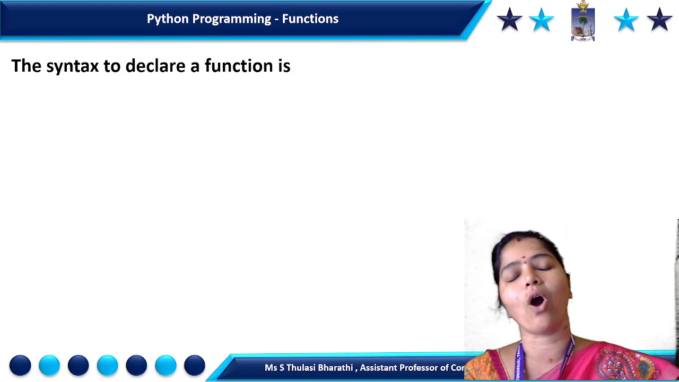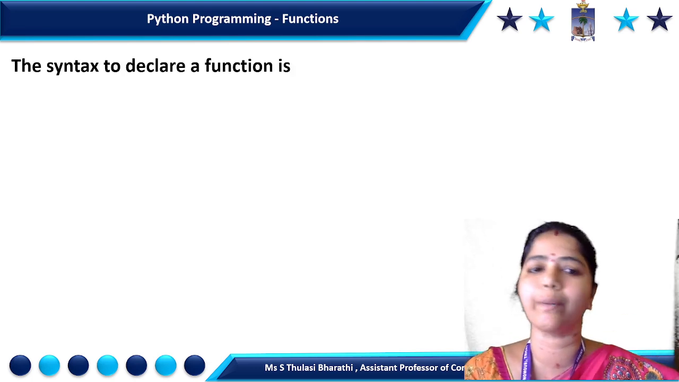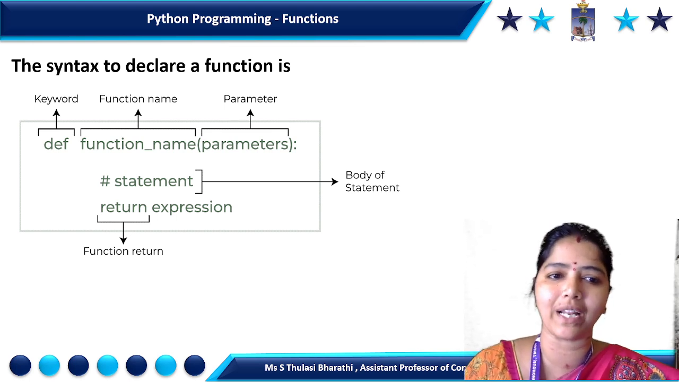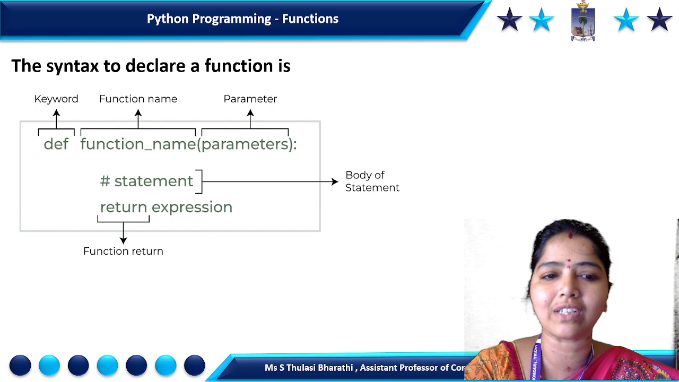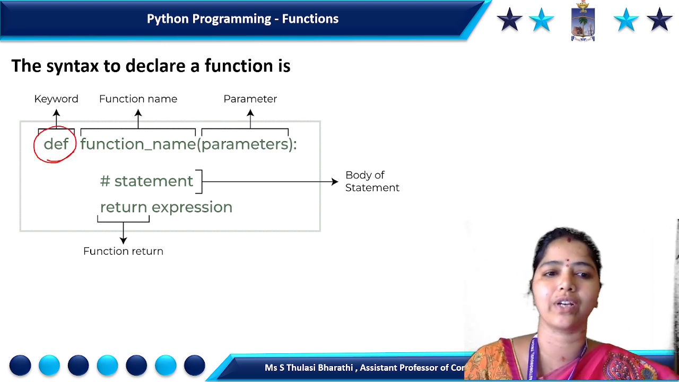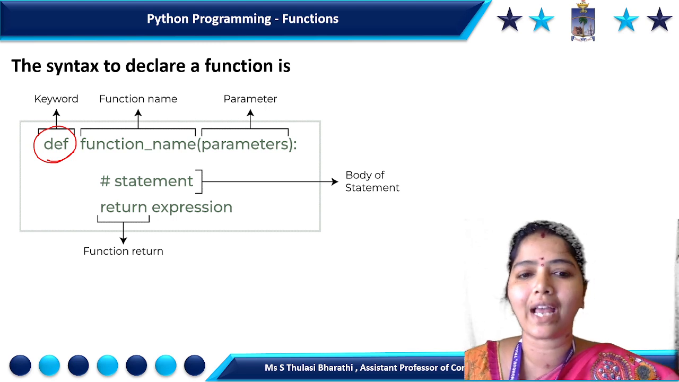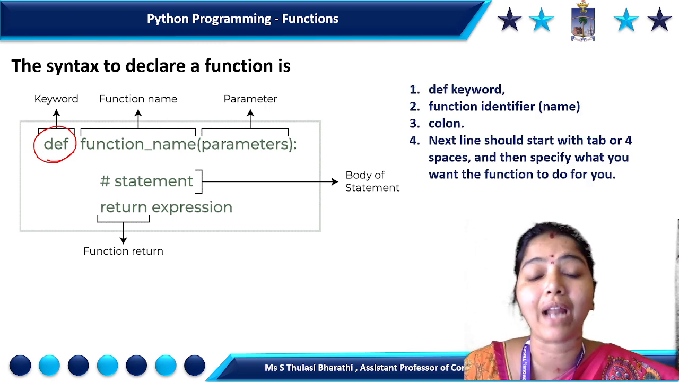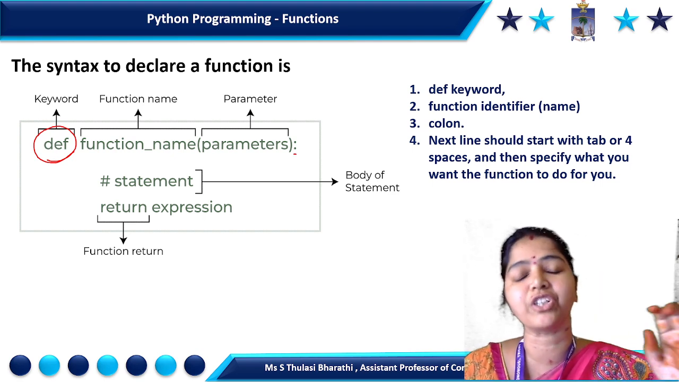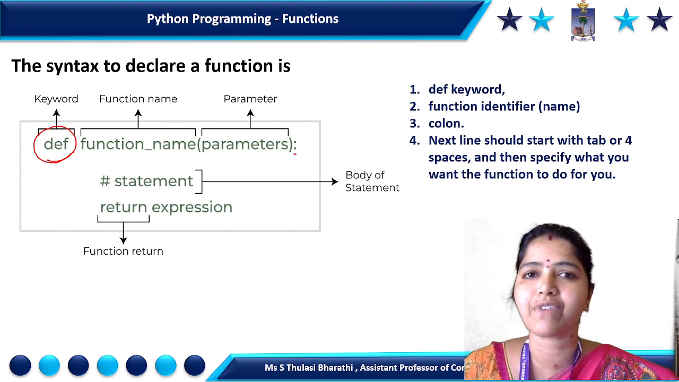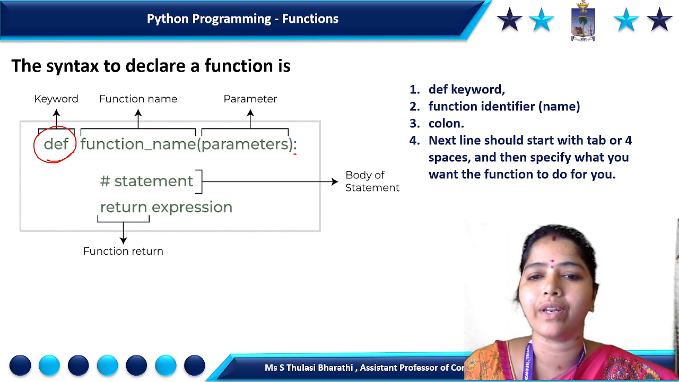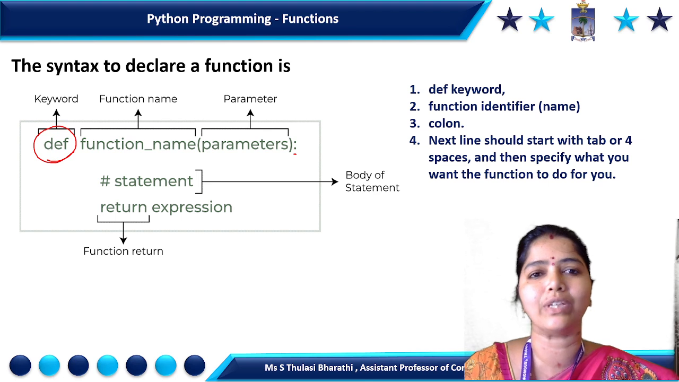Now let us see how to declare a function in Python. These are the components. def is the keyword that we use to define a function, right? Followed by the function name, then the parentheses, and at last a colon. These are the important points a function declaration should have. The first is the def keyword, followed by the function name, then the parentheses, and at last the colon.